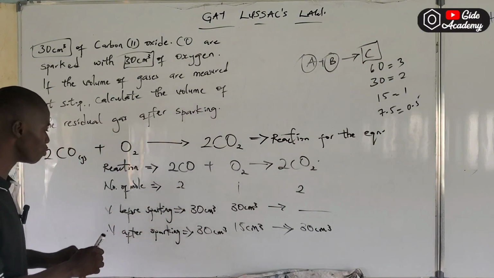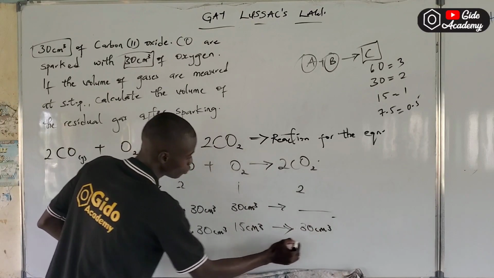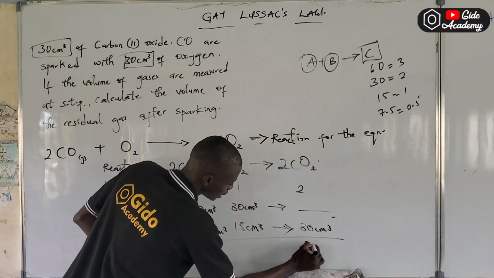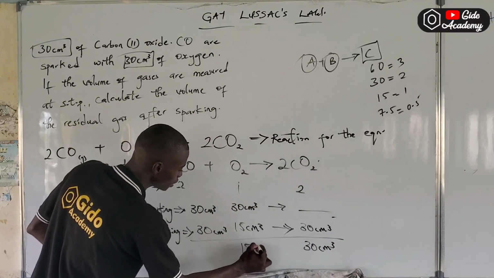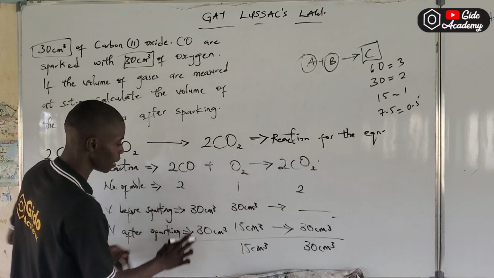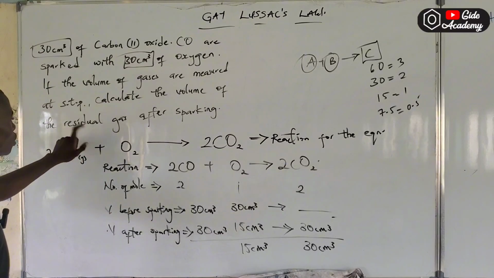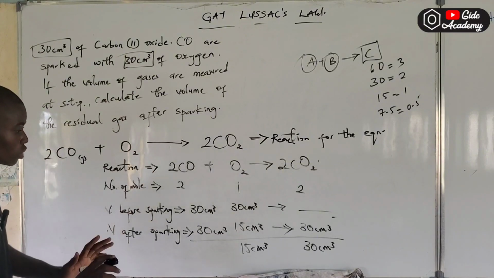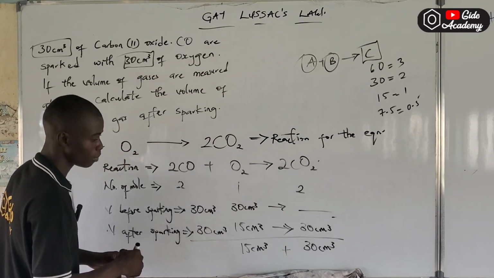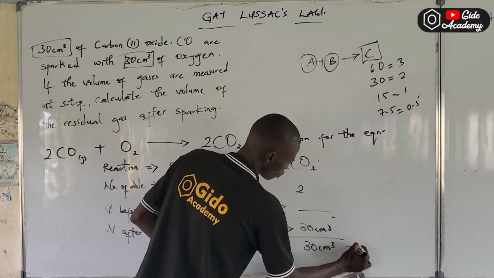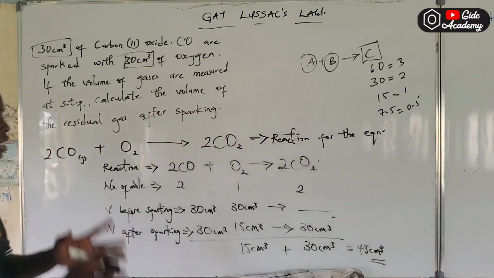Let's subtract the volume after from the volume before. Let me put a minus here. If I put a minus here, you are going to have 30 cm cube. That's after. Then here you are going to have 15 cm cube. Then 30 minus 30, you are going to have 0. So this is the volume of the residual gas after sparking. At the end, you just sum your two products, 0 plus 15 plus 30 cm cube, and our answer will be 45 centimeter cube. So please take note of this.